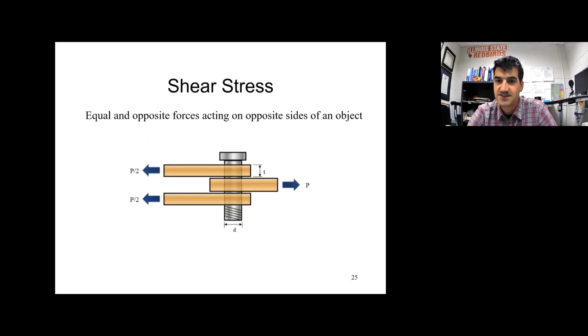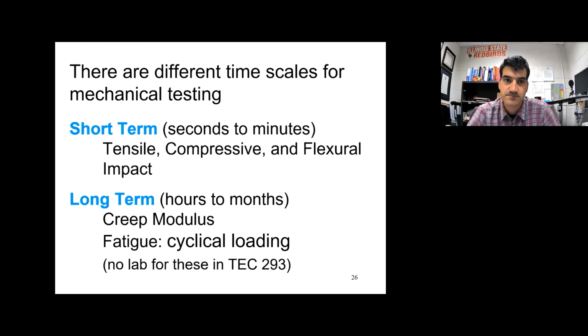Shear stress is Lab 9. So this is like a sliding force. I'm trying to break the part by causing part of the specimen to slide against other parts of the specimen. That's shear stress and shear force.